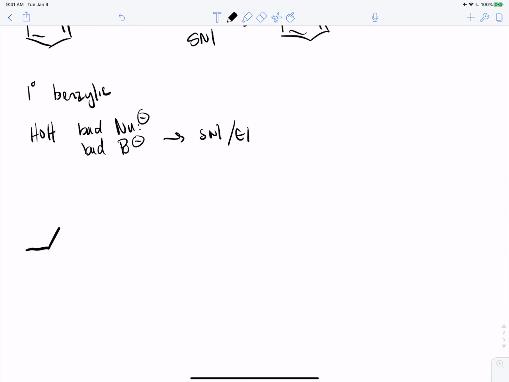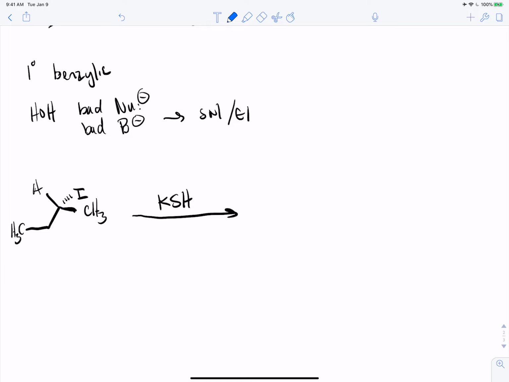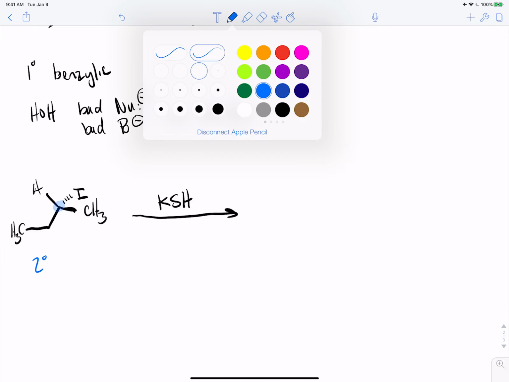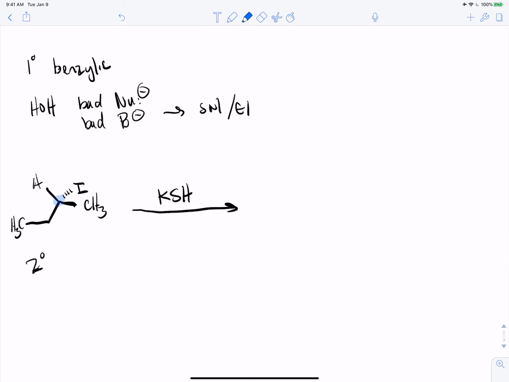Let's look at the next one. All right, first let's look at our substrate. What is this? It's going to be secondary. What is secondary going to favor? Well, it's going to pretty much favor anything. We have to look at our reagents. So here, what do we have?